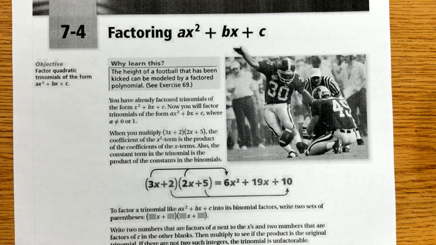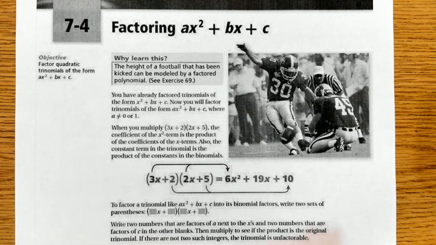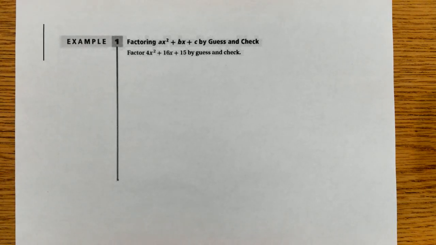So to factor a trinomial, we are going to write two sets of parentheses like we did before, and we have to figure out the coefficients for our x values and then the constants at the end of the binomials. So that is what we are going to be looking at today. In example 1, we have a guess and check method that we're going to use. So we're going to factor 4x² plus 16x plus 15.